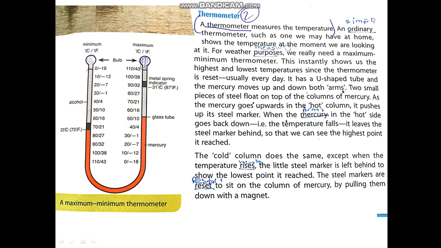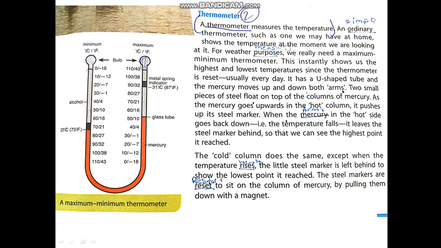This empty portion which is colored in white is alcohol. Then the red portion is the mercury. Then comes the right side, the metal spring indicator. This shows the maximum and minimum temperature. At the top of the thermometer are two bulbs.